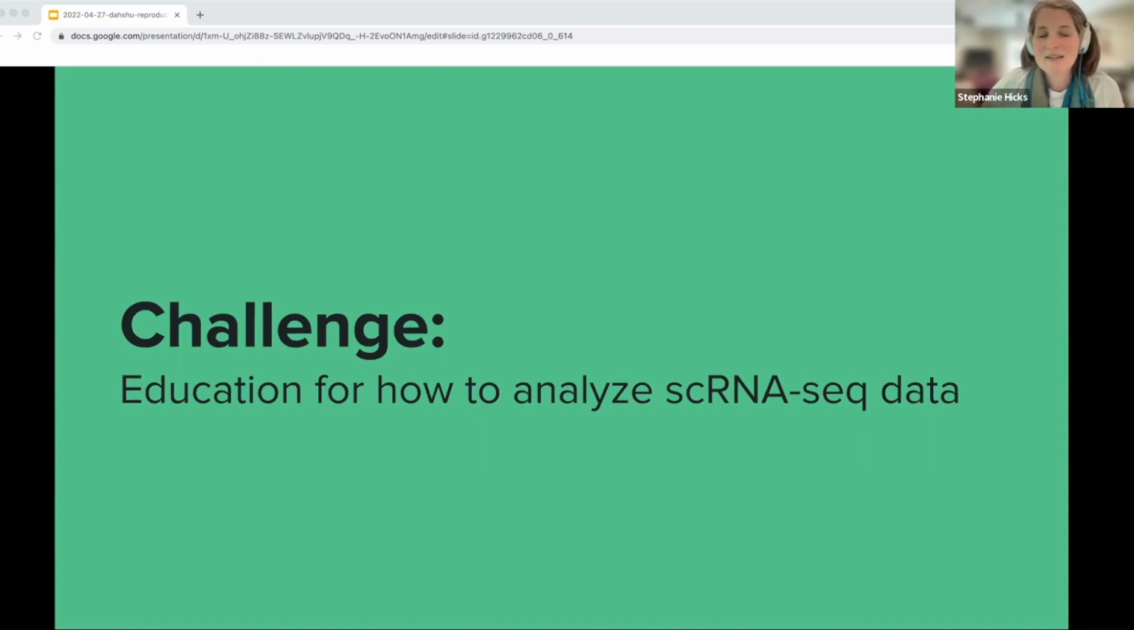So the last challenge that I work in is education. I'm in a school of public health, and I'm very passionate about wanting to help train the next generation of researchers. So I set out to write essentially an online book of how to integrate many different packages within the Bioconductor community to be able to analyze data in a really coherent way.